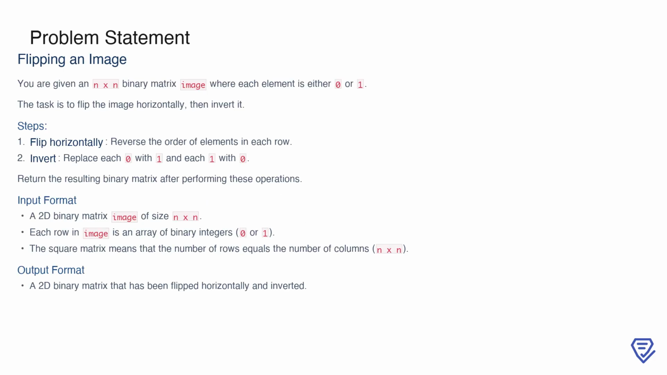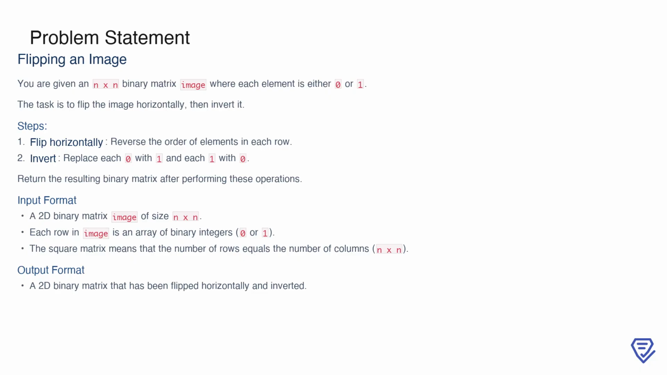In this problem, we are working with an n x n binary matrix called image, where every element is either a 0 or a 1. Our goal is to transform this matrix by performing two operations. First, we flip the matrix horizontally, which means reversing the order of elements in each row. Then, we invert it, which means replacing every 0 with 1 and every 1 with 0. After completing these two steps for all rows in the matrix, we return the modified binary matrix.